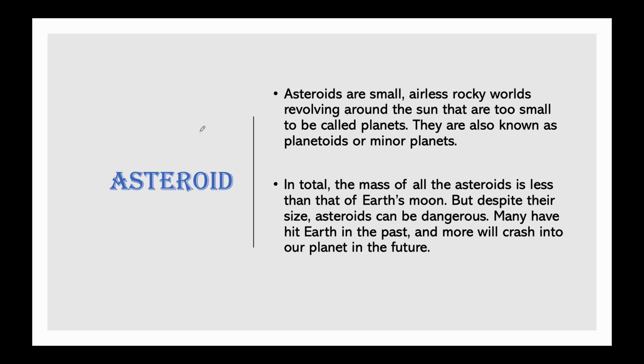Now see, what is an asteroid? Basically these are very small, airless, rocky worlds which are revolving around the sun. They are too small to be called planets, so they are known as planetoids or minor planets. In total, if we collect the mass of all the asteroids, it is actually less than that of Earth's moon. But despite their size, these asteroids can prove very dangerous for Earth in the coming future. Many have hit Earth in the past and more will crash into our planet in the future.